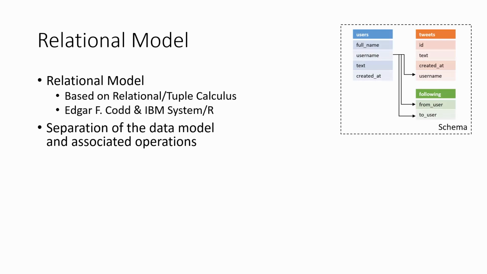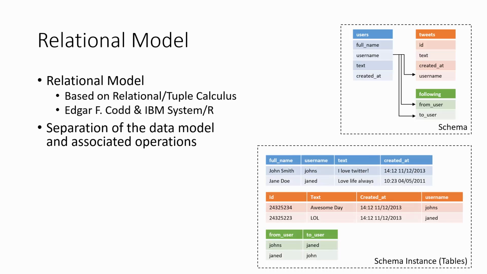Now, in the relational model, the data model is captured in a form known as the schema. Here we have the schema for a database system that keeps track of tweets as well as the followers graph for a system like Twitter. A schema instance consists of tables that follow the schema. For example, the blue schema for the table users has an instance here with two rows. Similarly, for tweets we have two rows, and for following we have two rows. So here we have a clean separation of the data model, which is expressed as the schema, and an instance of the schema, which is the actual data stored in the database.